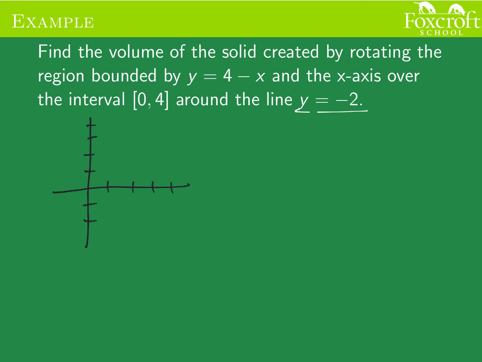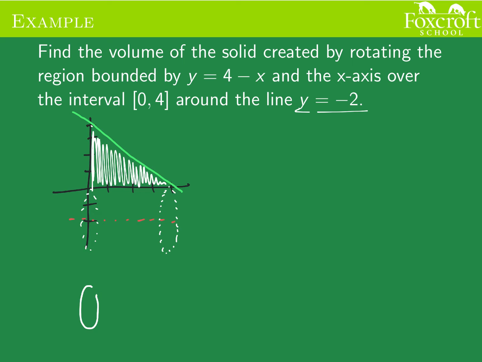All right, so first thing, the line I'm rotating around is y equals -2. 4 minus x starts at 4, has slope -1, so that's going to look like that. And the area bounded by that line and the x-axis is going to be this region here. All right, so what is this going to look like in practice? I'm rotating this around. So this is going to rotate around there. This is going to rotate around there. That's around there. So it'll be like this empty circle tube.